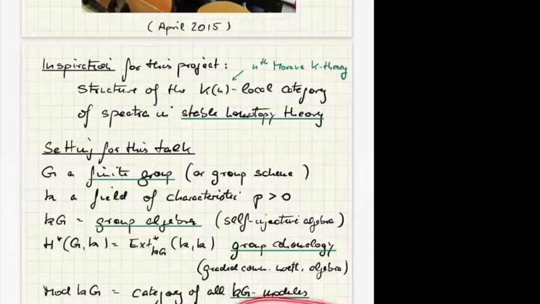So stable means I just take the same objects, but quotient out the morphisms factoring through a projective or injective module. So this is the usual approach in representation theory, killing the projectives. And then we obtain actually a compactly generated triangulated category. And the compact objects identify with the finite dimensional modules.